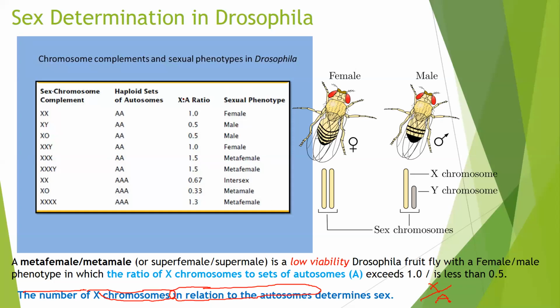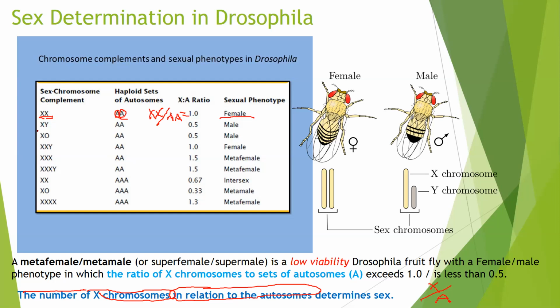Okay, let's look at Drosophila. The standard female Drosophila has two X chromosomes and two sets of autosomes. So 1A represents a single set of autosomes. So there are two sets, and there are two X chromosomes. All right, if you calculate the ratio of X chromosomes versus the autosomes, what does that give you? One, right? Because we have two X and two sets of autosomes, 2A. So this gives you a ratio of one. If this ratio equals one, that gives you a female Drosophila.